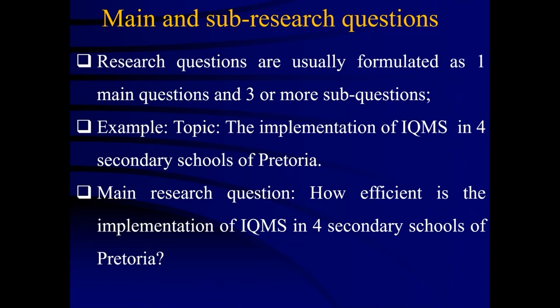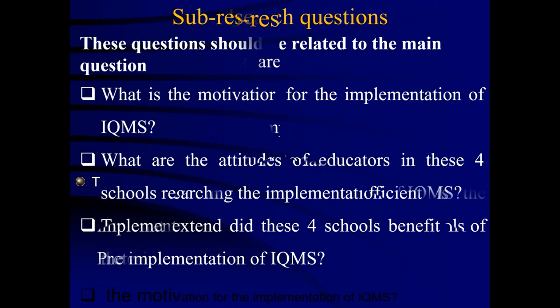So from this title, one has to come up with the main research question. The main research question is how efficient is the implementation of IQMS in 4 secondary schools of Pretoria. So that's the main research question. And if you check the main research question, it comes directly from the title that is suggested there. It has to come directly from the title.